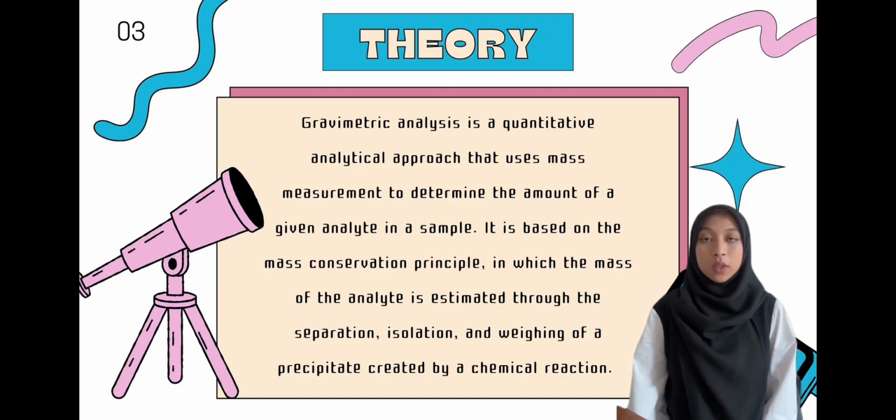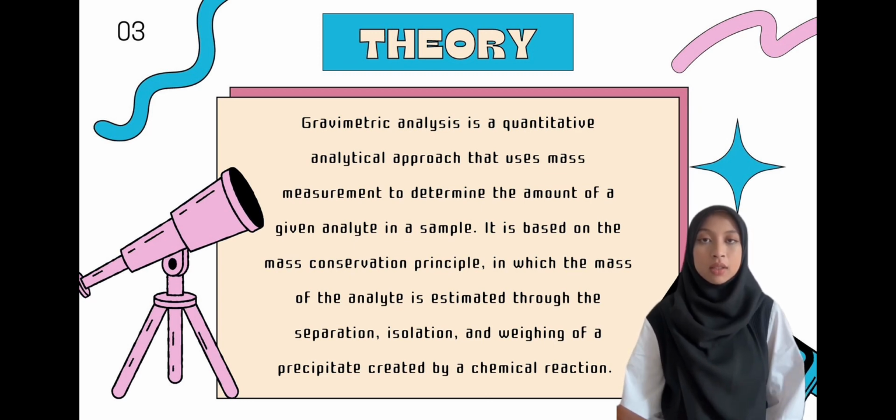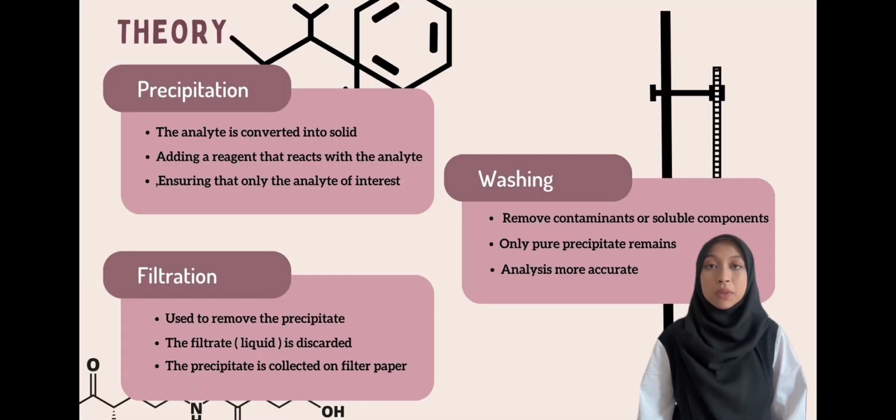Gravimetric analysis is a quantitative analytical approach that uses mass measurement to determine the amount of a given analyte in a sample. It is based on the mass conservation principle, in which the mass of the analyte is estimated through the separation, isolation, and weighing of a precipitate created by a chemical reaction. So, it has 6 steps in gravimetric analysis theory, which are precipitation, filtration, washing, drying, weighing, and lastly the calculation.